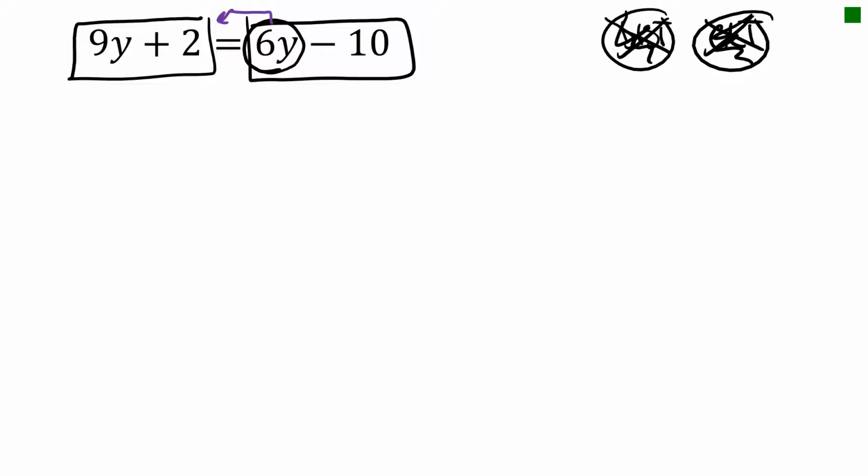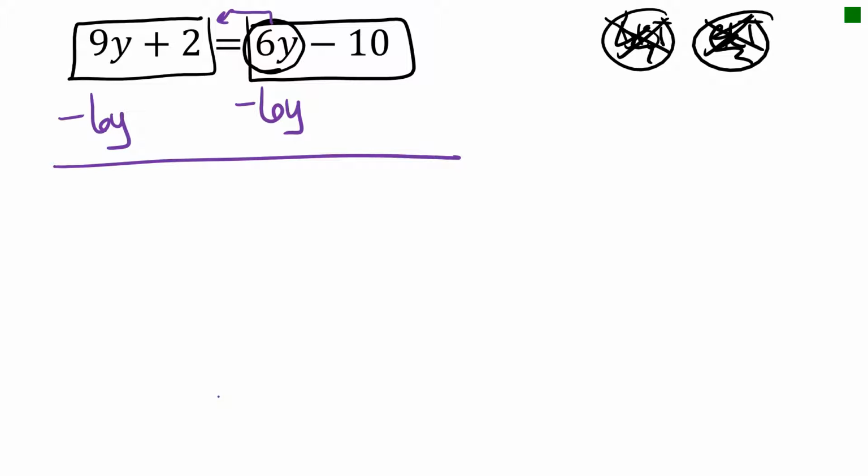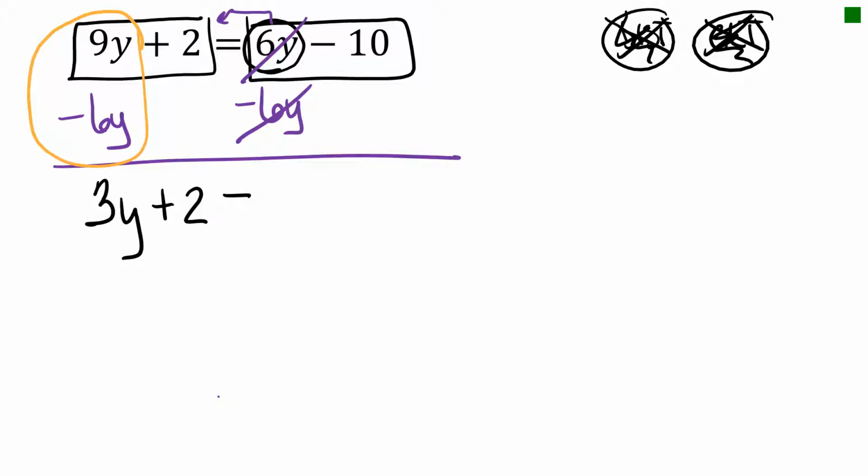To move a term, you add or subtract. So I'm going to subtract 6y. When I do that on the left-hand side, I'm going to put it under the 9y because it's a variable term and it matches. 6y minus 6y cancels. Then I'm looking at 9y minus 6y. 9 minus 6 is 3. Those were my y terms. I still have plus 2 equals, and on this side I have a negative 10 left.